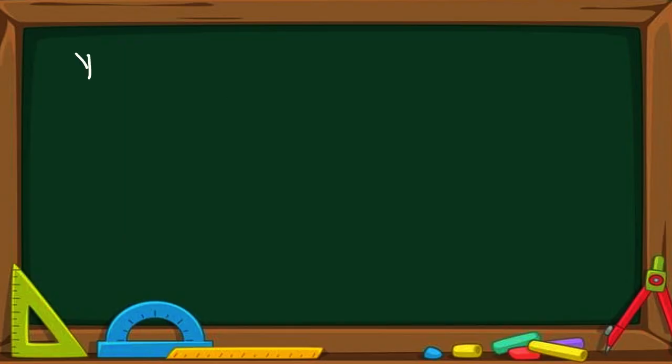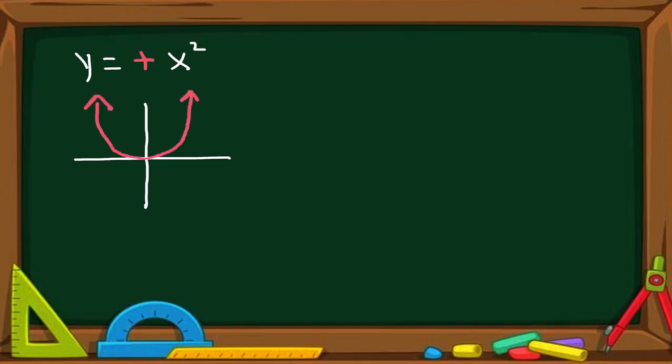First, let's begin our discussion with the graph of y equals positive x squared. So this is an even function with a degree of 2. Even functions are symmetrical about the y-axis, and so this is the shape of the y equals x squared graph. The end behavior towards the left is up, and the end behavior towards the right is up.